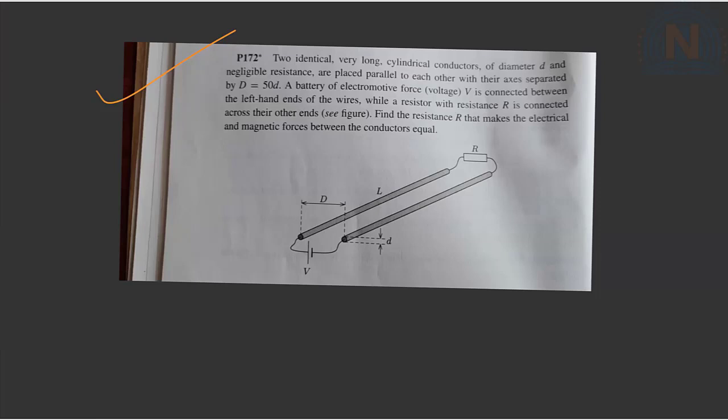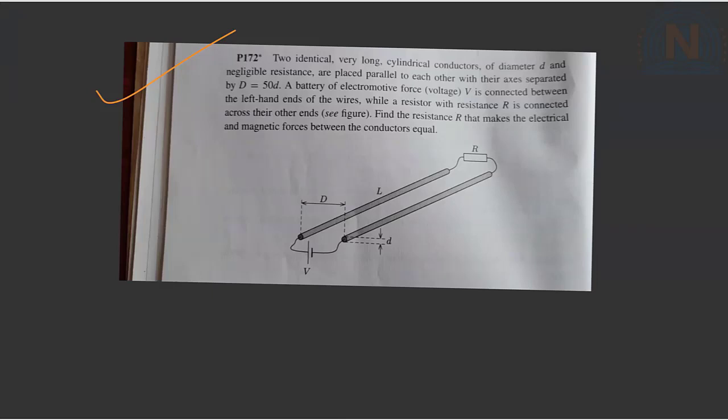Problem is saying, there are two identical very long cylindrical conductors of diameter d and negligible resistance. They are placed parallel to each other with their axes separated by capital D, which is 50 d. Some calculation is also there, so be careful. The axes of both cylinders are at this separation.